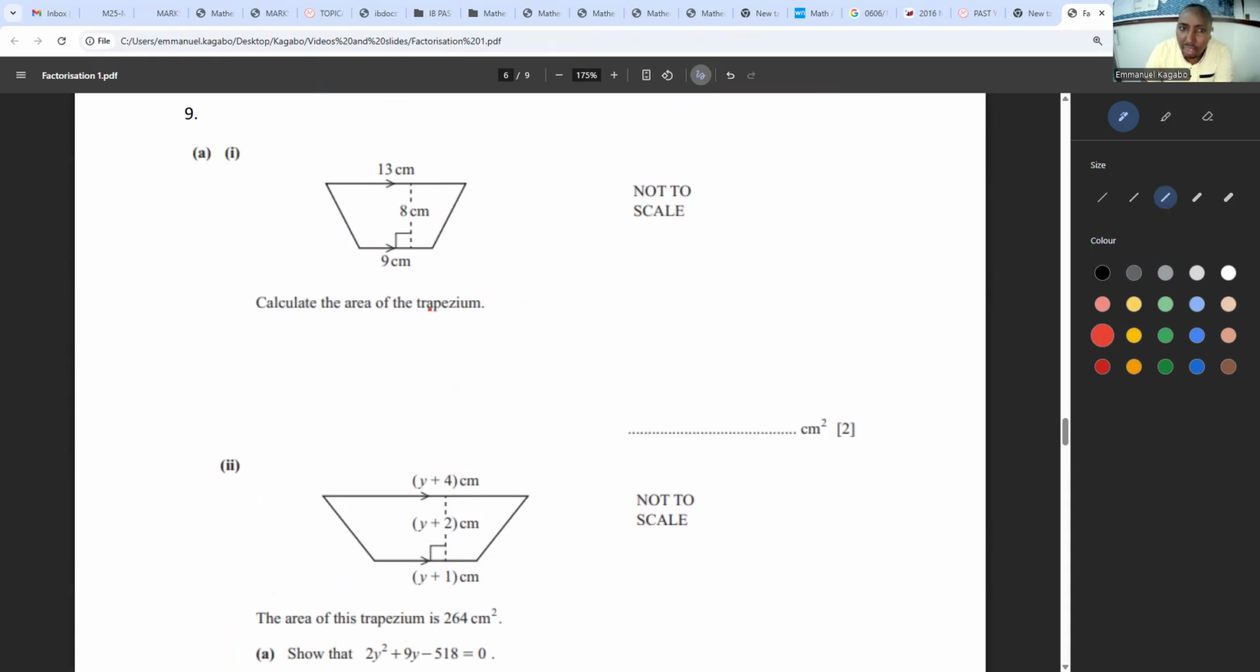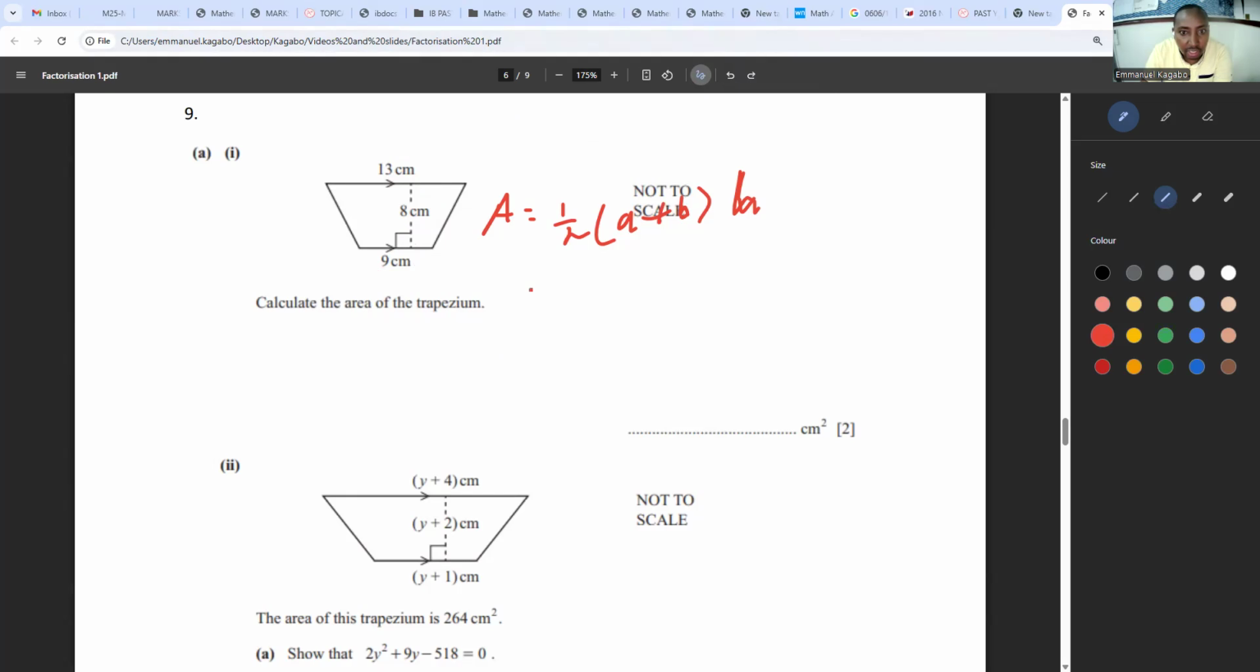Guys, how do you find the area of a trapezium? Do you remember? It is half (a + b) times the height. That's the area of a trapezium. A and B are the parallel sides, this side and that side, and this is the height, the distance between the two parallel lines, right?